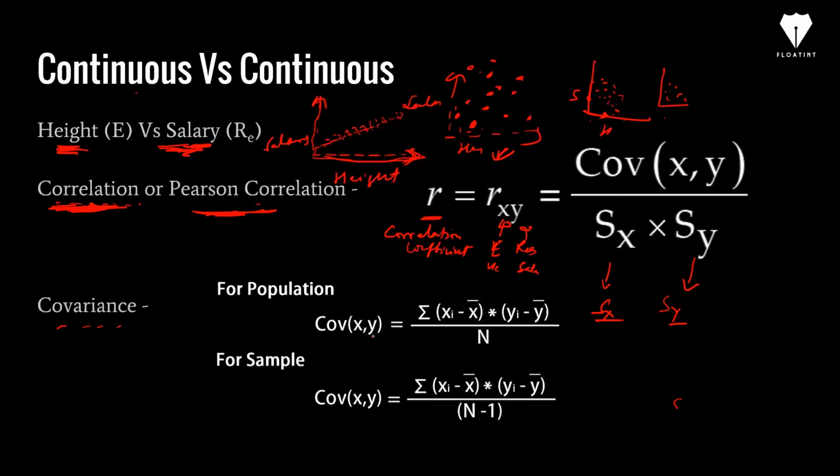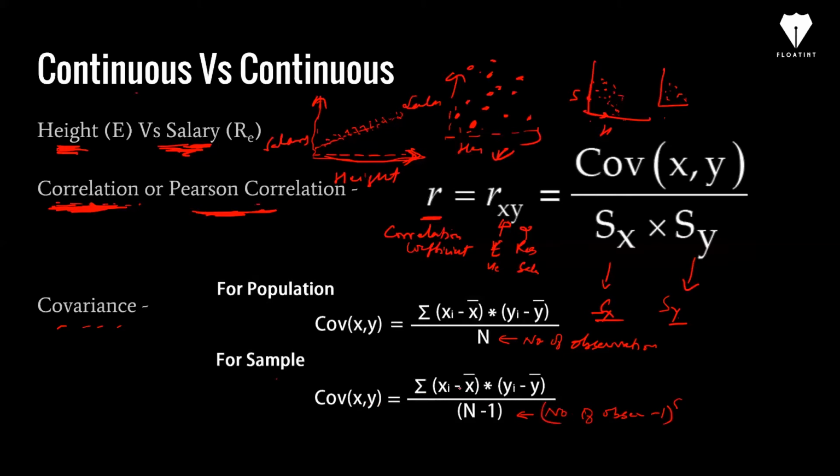For a population, we calculate covariance as the summation of each element xi minus x bar multiplied by yi minus y bar, divided by n. N will be the number of observations in that population. For a sample, it will be divided by the number of observations minus 1.